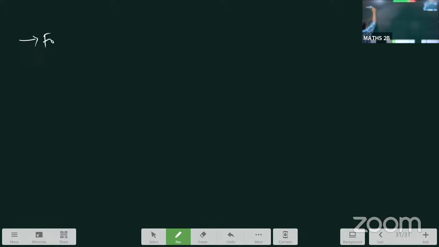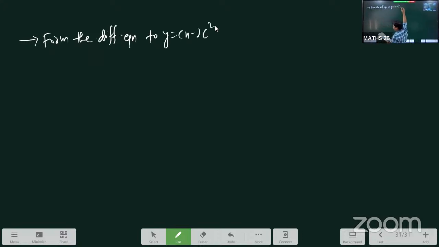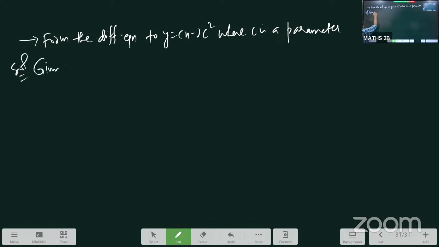Form the differential equation to y is equal to cx minus 2c square, where c is a parameter. Is it clear? Now, given equation y = cx minus 2c square, only one parameter, right? So only one time you have to do derivative.